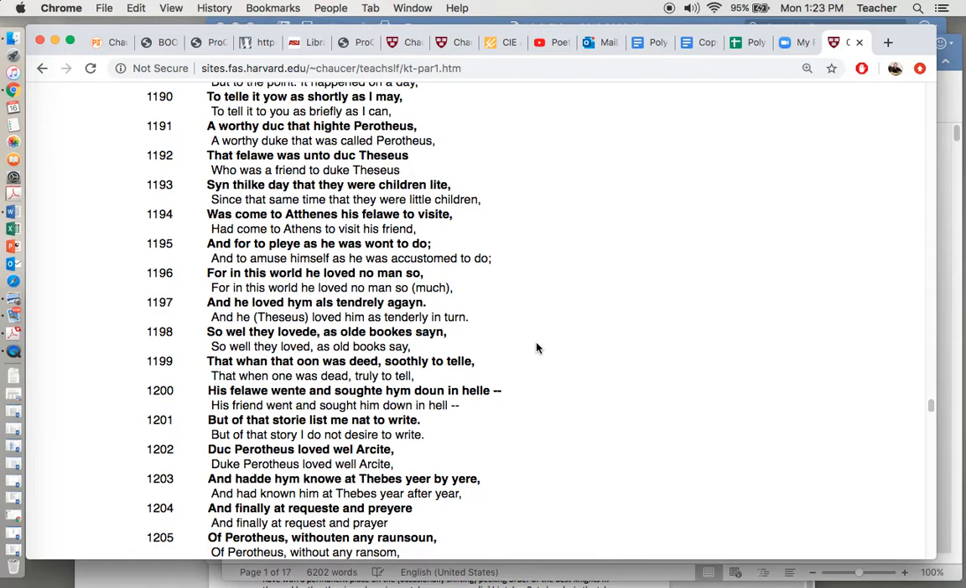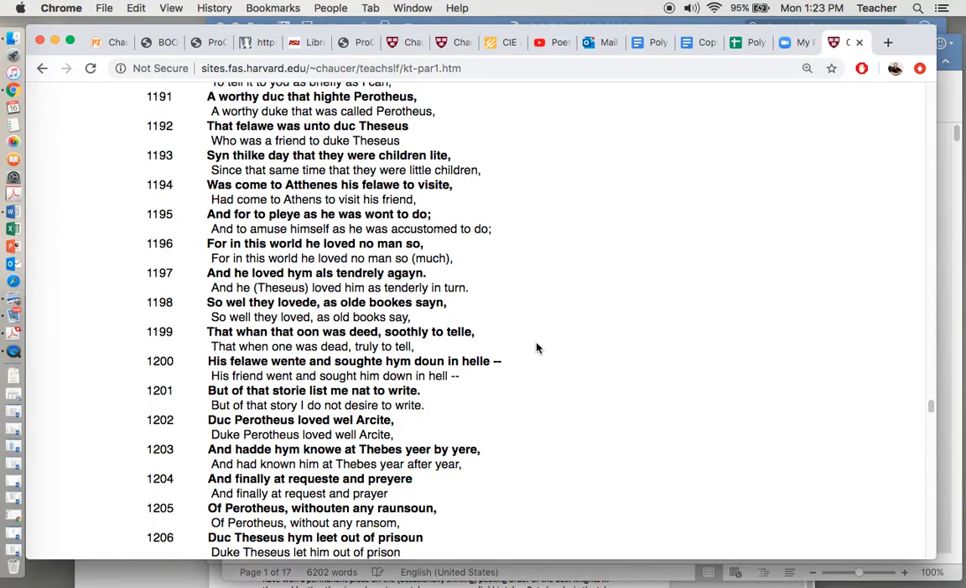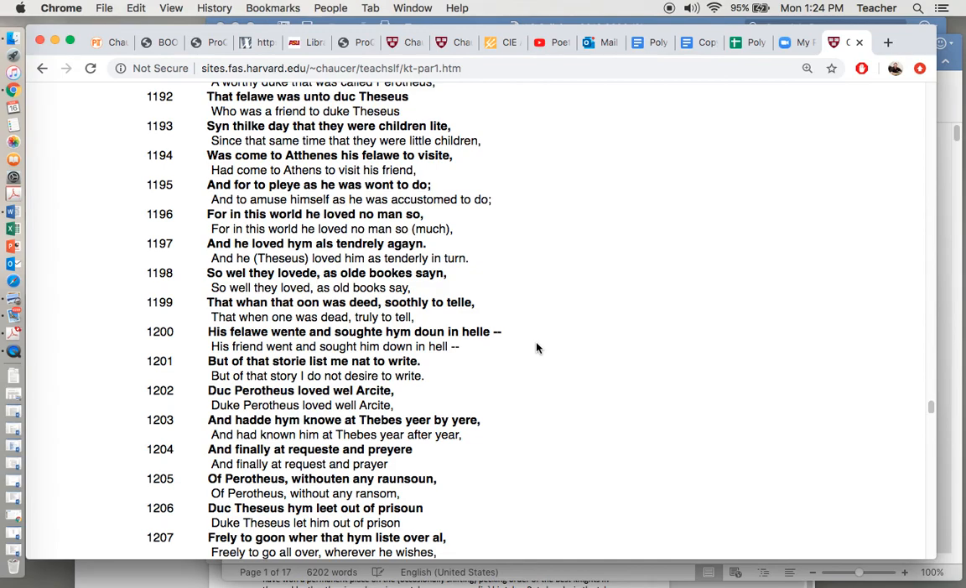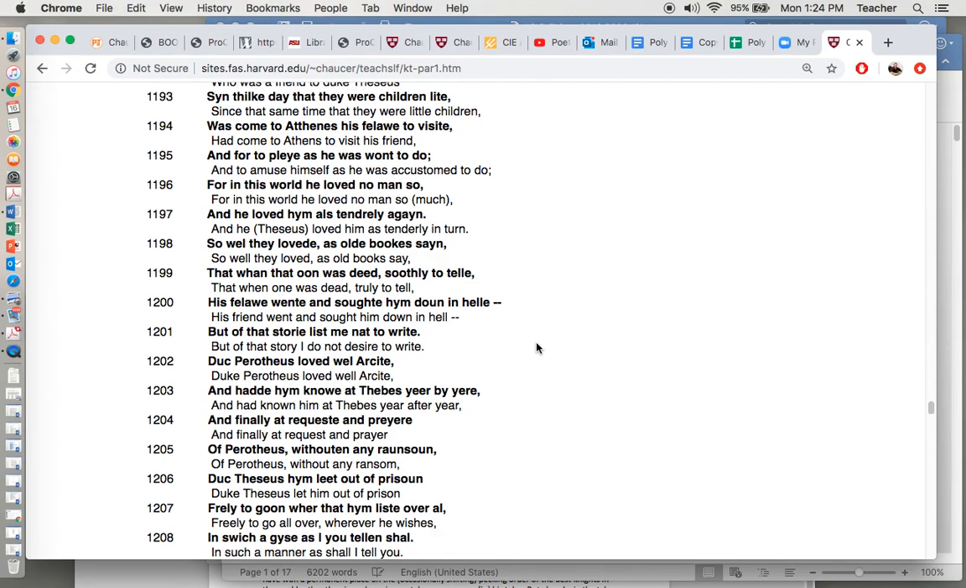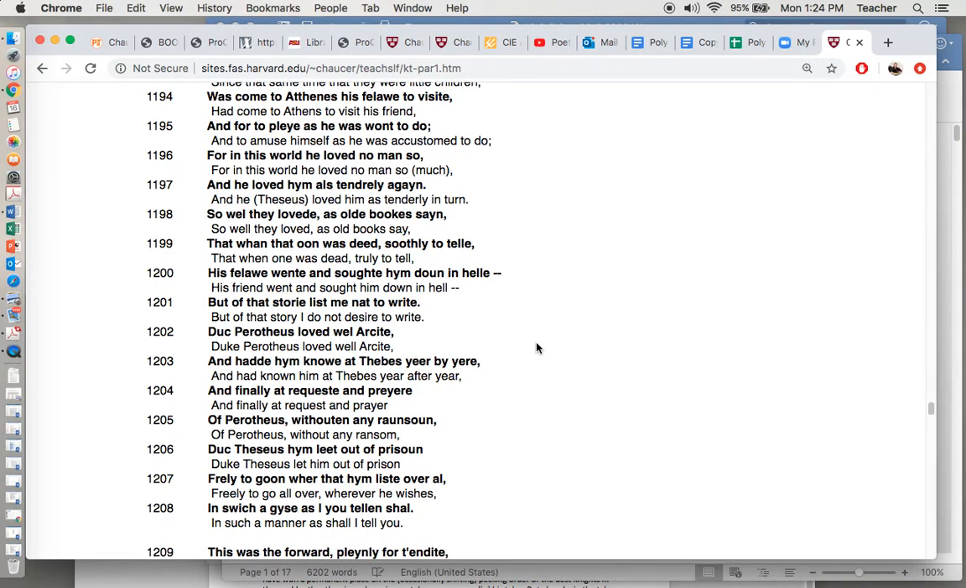So well they loved, as old books say, that when that one was dead, soothly to tell, his fellow went and sought him down in hell. But of that story list me not to read. Though Perotheus loved well Arcita, and had him known at Thebes year by year, and finally at request and at prayer of Perotheus, without any ransom, Theseus let him out of prison, freely to go where him list over all, and in such a guise as I you tell shall.